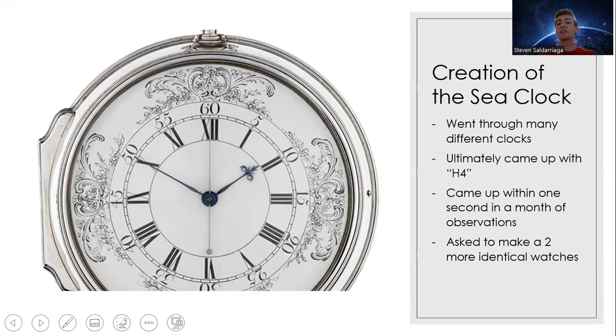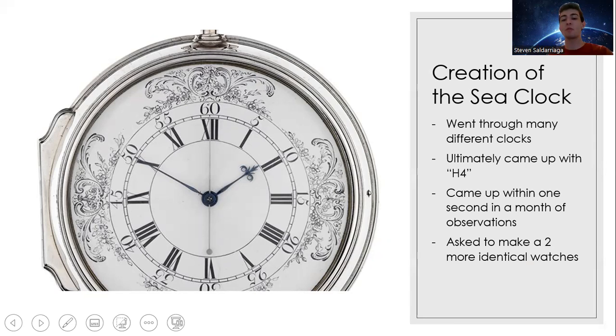It wasn't until he created the sea clock, or H4, as depicted in the picture here to the left, that looks exactly like a small pocket watch, that had an accuracy as close to the second after a month of close observation and sailing to Kingston, Jamaica. He presented this to the panel, and although almost perfectly accurate, they rejected his first trial since there was only one watch of its kind. So the panel went ahead and asked him to make two identical watches.